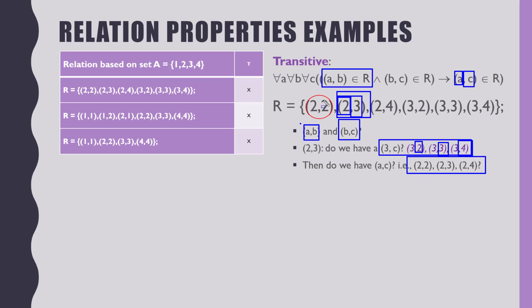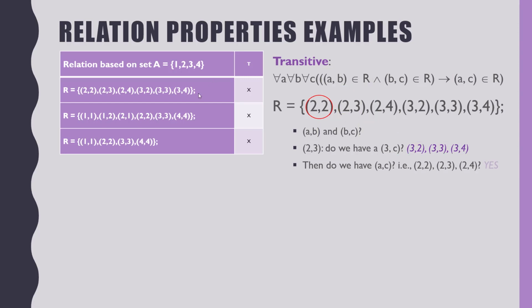Well, do we have a 2, comma 2? Yeah, it's right there. 2, 3, yes, it's the one we've been playing around with. 2, 4, yes, it's good. So we clearly have all 3 of those. Therefore, this is transitive, right? So that means that one's done. 2, comma 2, 2, comma 3.